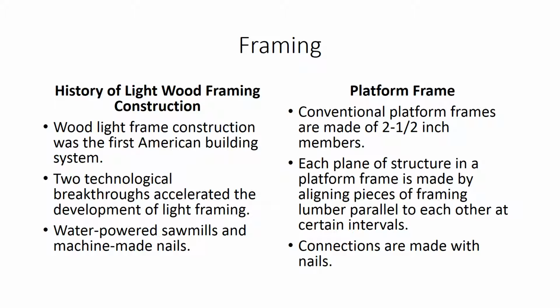Conventional platform frames are made of 2.5-inch members. Each plane of structure in a platform frame is made by aligning pieces of framing lumber parallel to each other at certain intervals. Connections are made with nails.